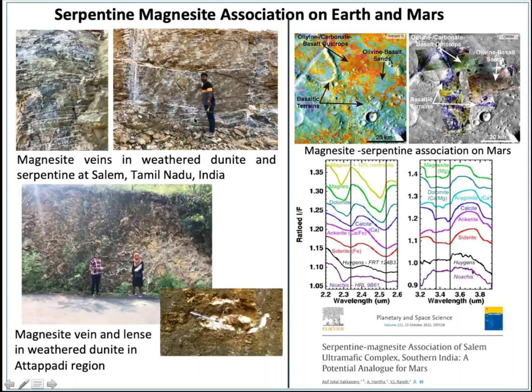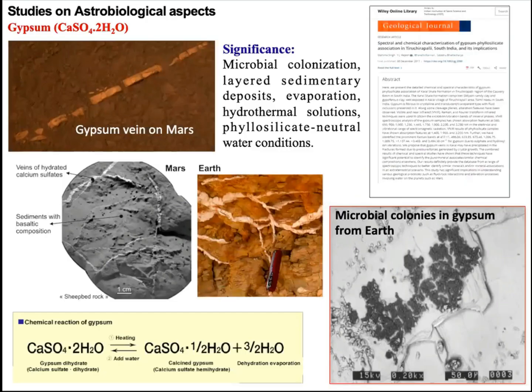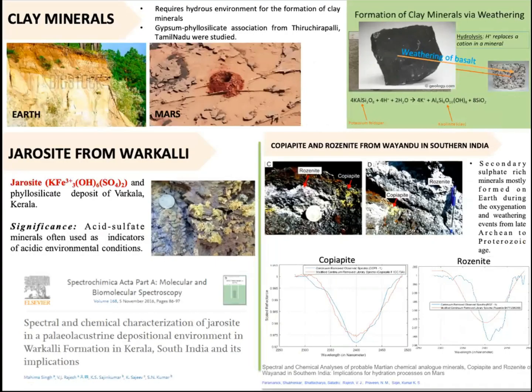We have done field work, done some measurements over there, collected samples and brought them to the lab. We can do a lot of spectral and chemical analysis of that, and then we proposed it as a potential analog for Mars. See, the serpentine magnesite association of the Salem ultramafic complex as a potential analog. So using our geological aspects, we can use those parameters to understand some of the formation features of Mars. Here also we proposed how magnesite can form in similar conditions on Mars based upon these analog studies.